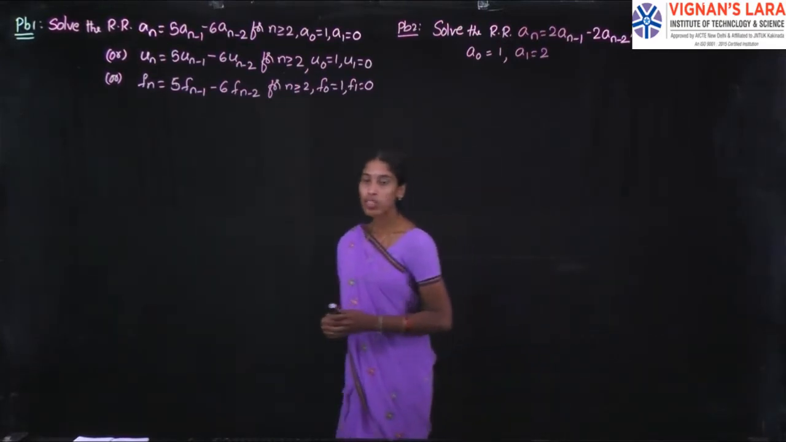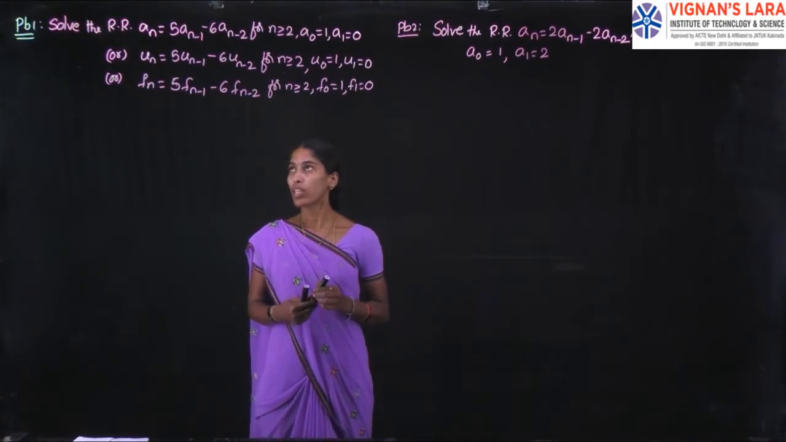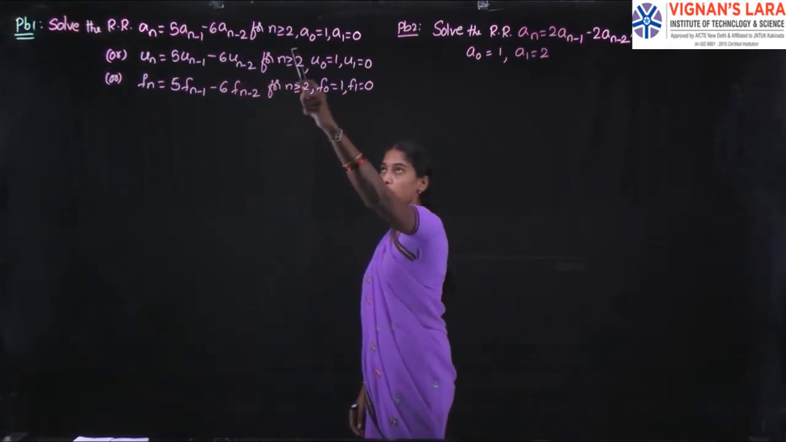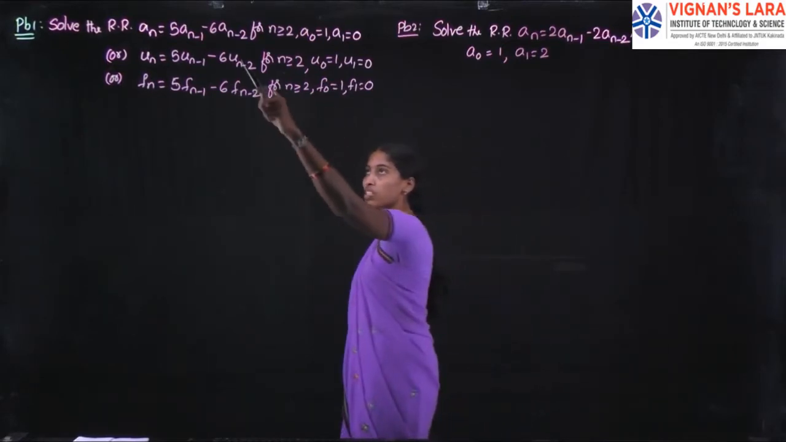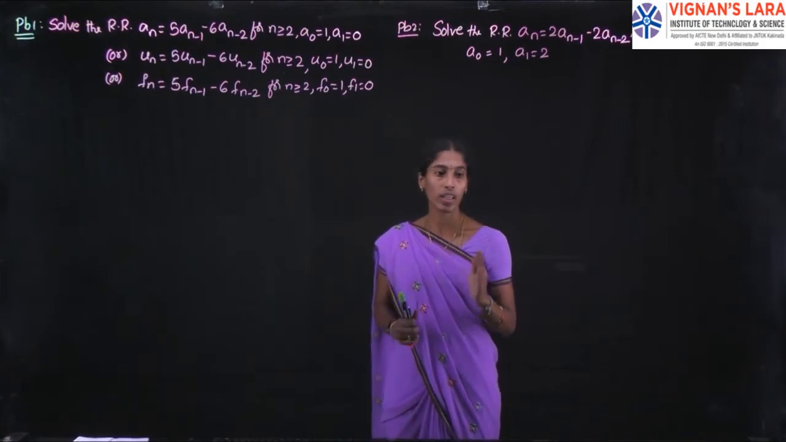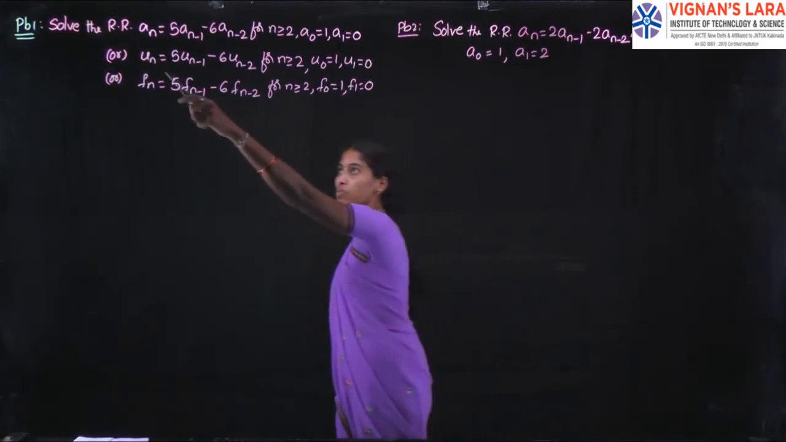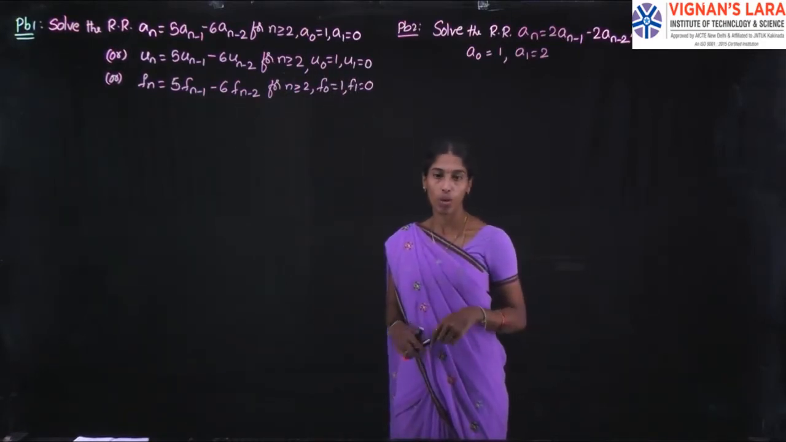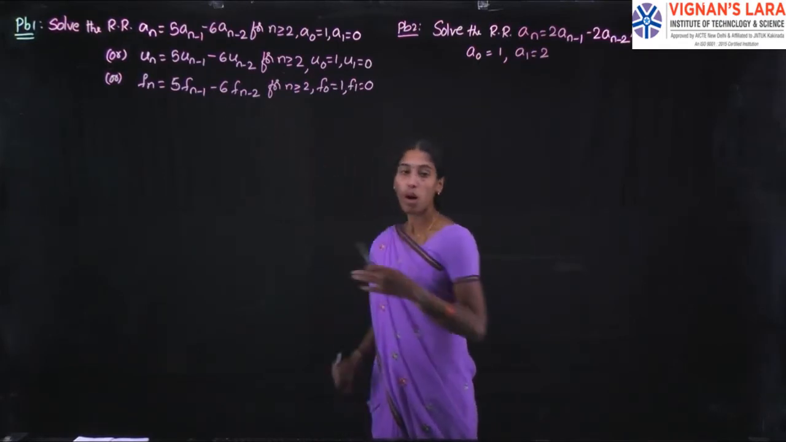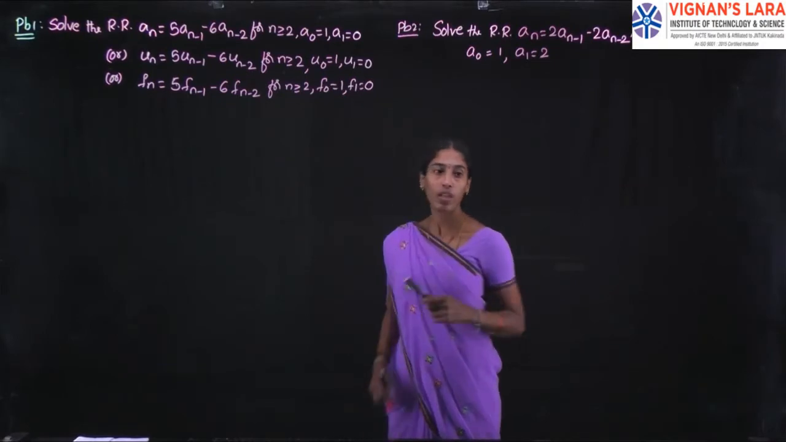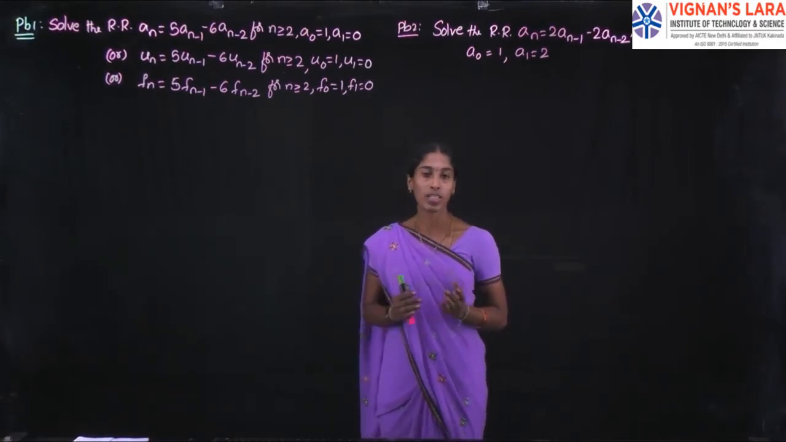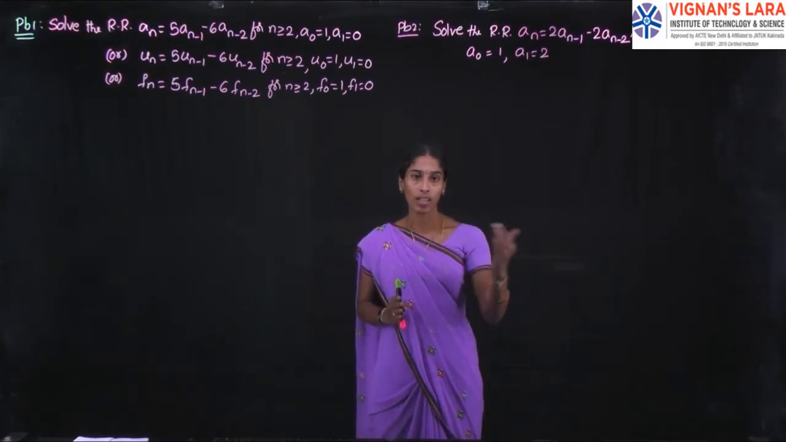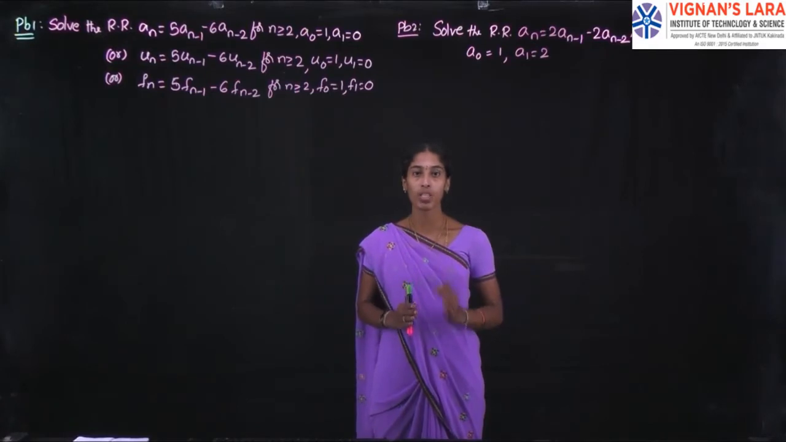Right, now we see the problems on homogeneous recurrence relations. Problem 1: solve the recurrence relation a_n is equal to 5a_(n-1) minus 6a_(n-2) for n greater than or equal to 2, a_0 is equal to 1, a_1 is equal to 0. The same problem may be represented with the terms of the sequence as a_0, a_1, a_2, a_3, or with u_0, u_1, u_2, u_3, or with f_0, f_1, f_2, f_3, f_4, or sometimes s_0, s_1, s_2. Only the representation is different, the remaining problem is the same.